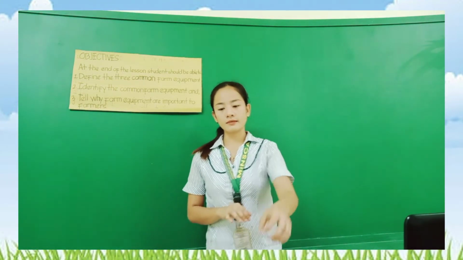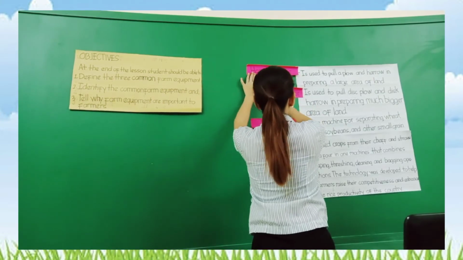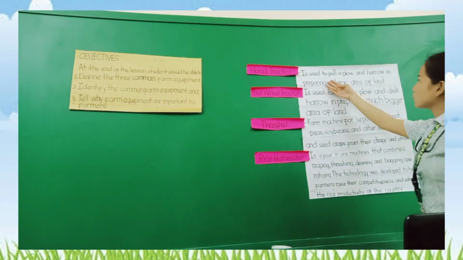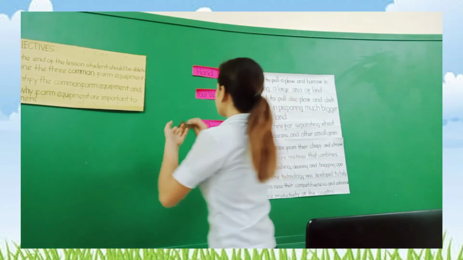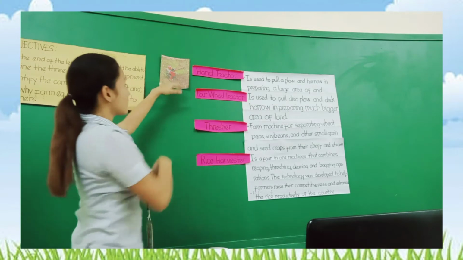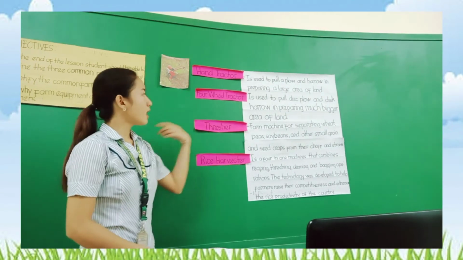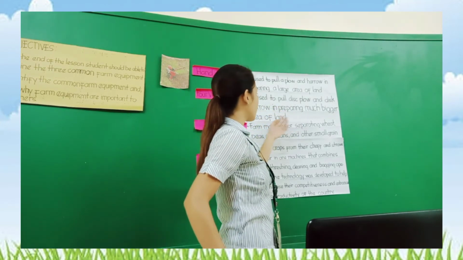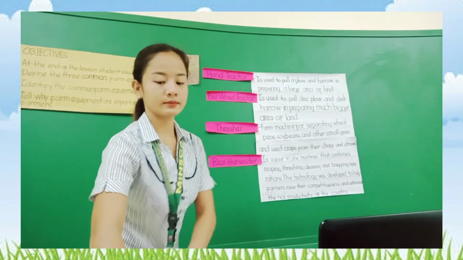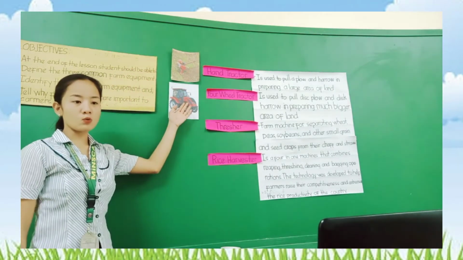So class, are you familiar with the hand tractor? So, hand tractor. It is used to pull a hoe and harrow in preparing a large area of land. So, this is the picture of a hand tractor. How about the 4-wheel tractor? Everybody read. The 4-wheel tractor is used to pull the plow and the harrow in preparing a much bigger area of land. So, this is the picture of a 4-wheel tractor.